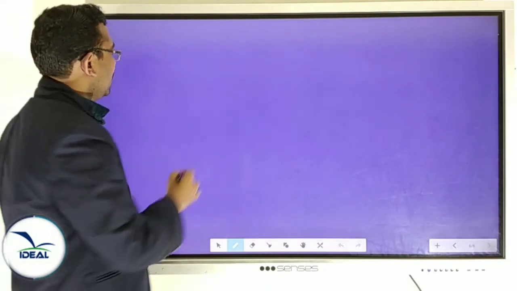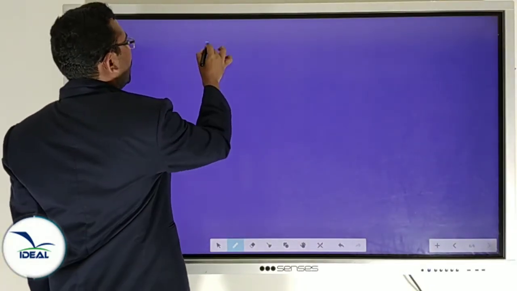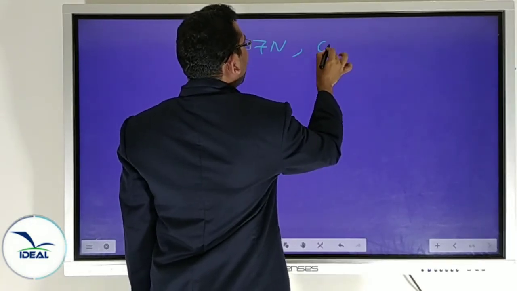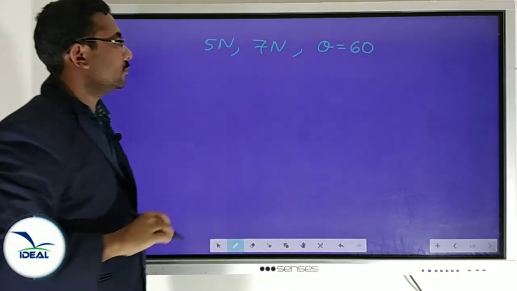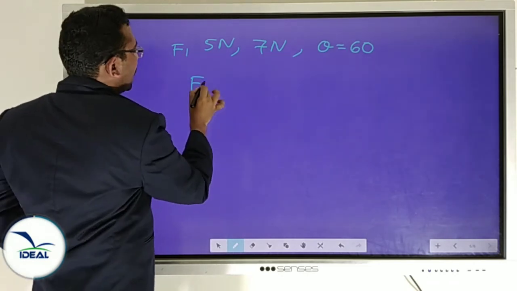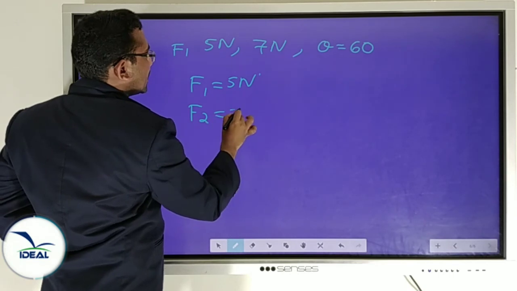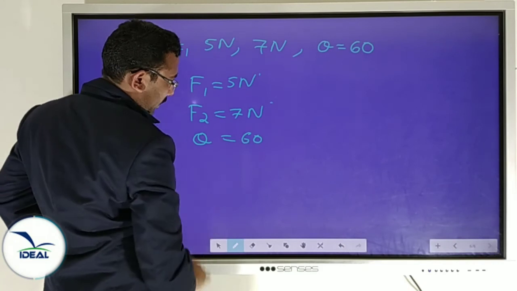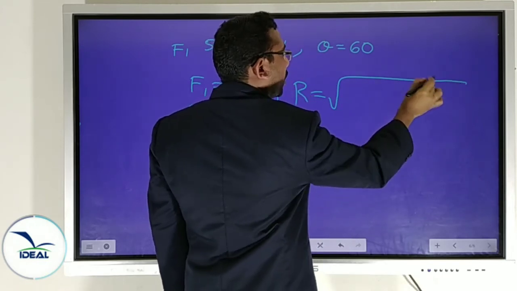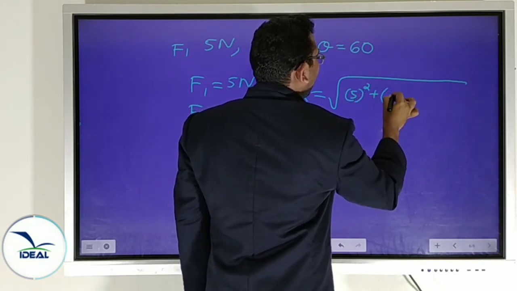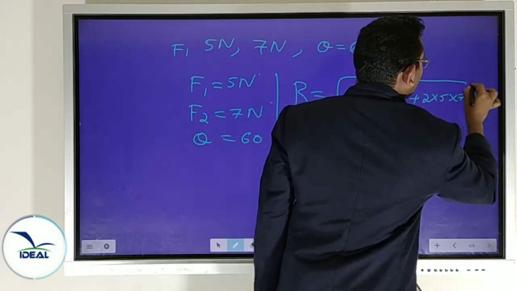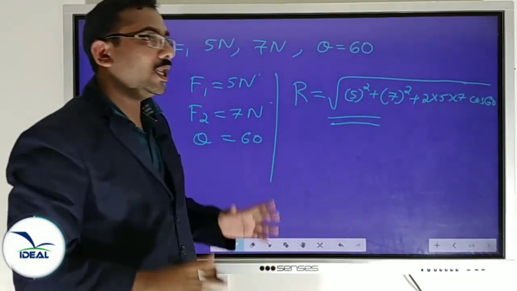For one example, suppose we have two forces, 5 Newton and 7 Newton, acting at an angle theta equal to 60 degree. Find the magnitude and direction of the resultant vector, resultant force. Here F1 equal to 5 Newton, F2 equal to 7 Newton, theta equal to 60 degree. Then the magnitude of the resultant force R equal to root of P square plus Q square plus 2PQ cos theta, that is 5 square plus 7 square plus 2 into 5 into 7 into cos 60. Using calculator, you find out the value. It is the magnitude of the resultant force.